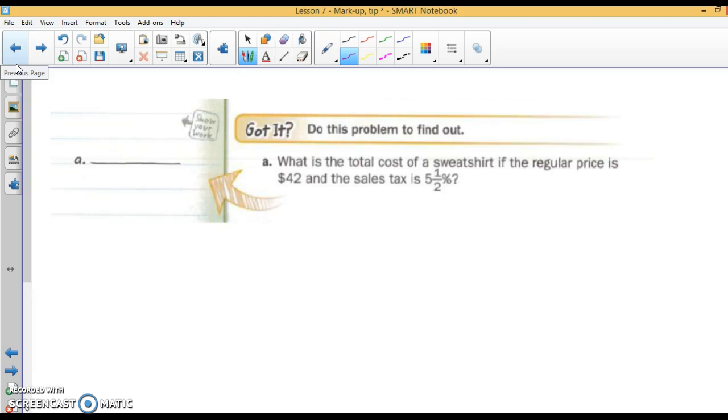All right, let's do this. What is the total cost of a sweatshirt if the regular price is $42 and the sales tax rate is 5.5%? First off, I'm going to write 5.5% as a decimal. Let's do this by method 2. So we're going to pay 100% of this plus 5.5% of that. So we're really paying 105.5%.